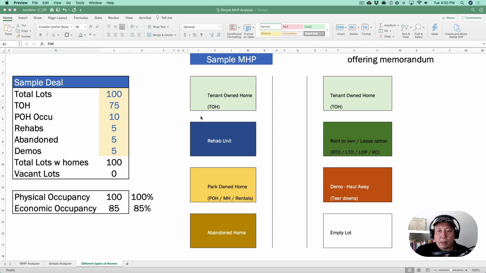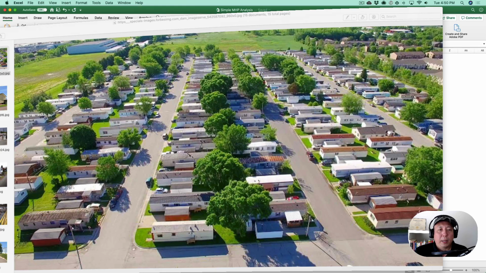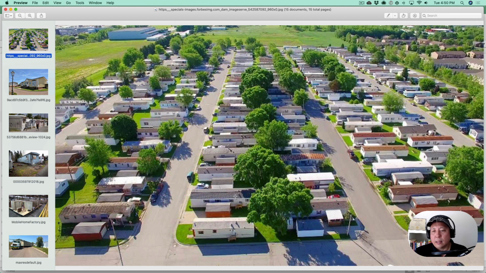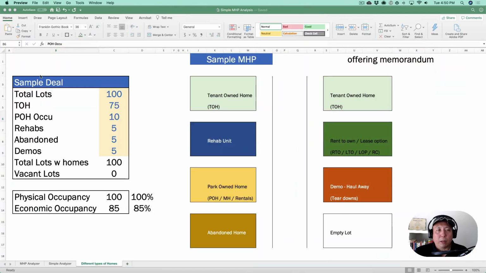Then the next type of unit that we can go over is what's called a park-owned home, or a POH. It's just a housing unit that's owned by you, the owner. These park-owned home units are also sometimes called rental units. When it comes to park-owned homes, if they're occupied with a renter in them, then it's POH occupied, but they might not be occupied. If they're not occupied, they might be rehabs. These are just mobile homes that the community owns that you're going to have to fix up in some way before you can rent them out or sell them off to a tenant.